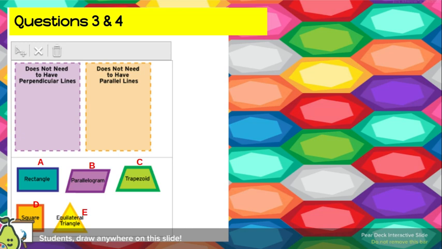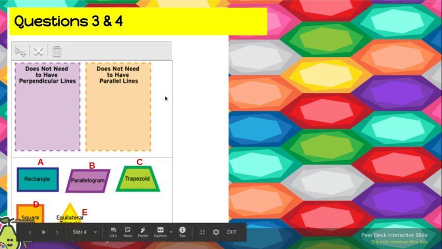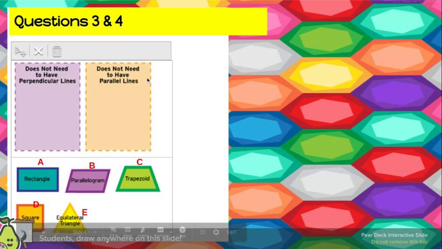Remember what perpendicular means from the very first slide. Then question 4 is going to be related to this orangey peach colored box. This one says, does not need to have parallel lines.